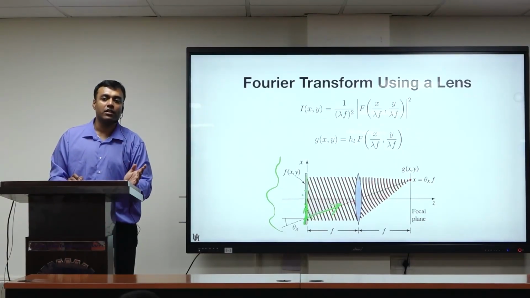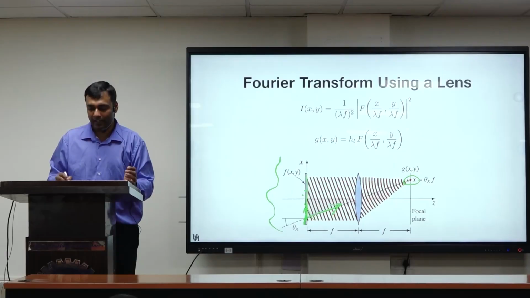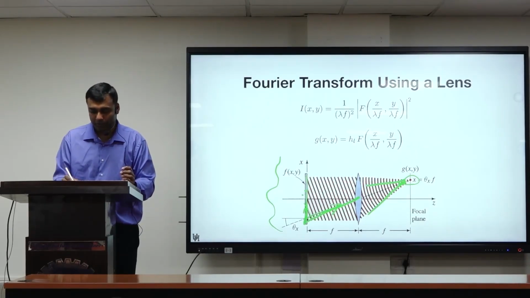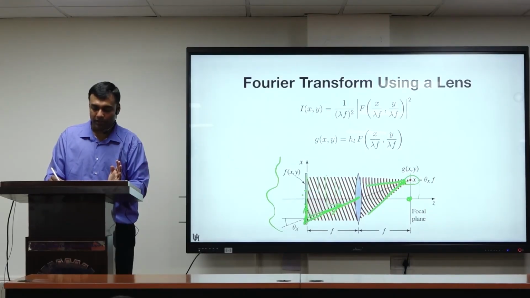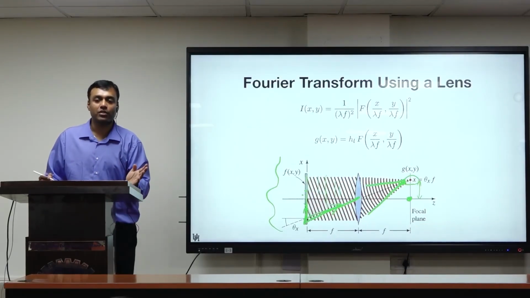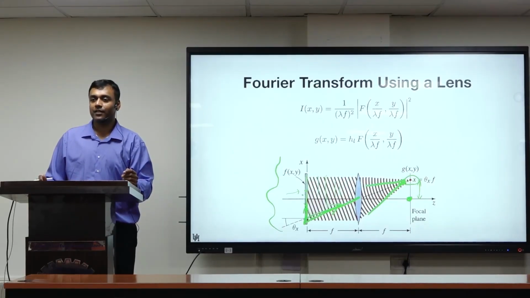If you take a sinusoid of a certain frequency and take its Fourier transform, what will you get? A dot, which is a shifted dot. So light focuses to a dot. If it was purely a plane wave along the axis, it would focus here. If it's a tilted plane wave, it would focus to a shifted dot, and the shift is proportional to the spatial frequency at the input.